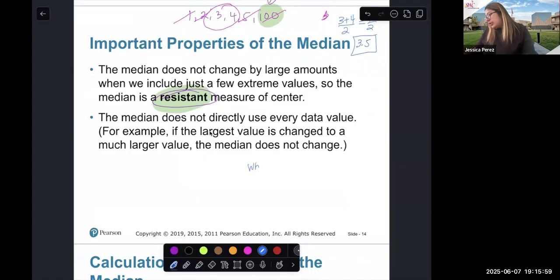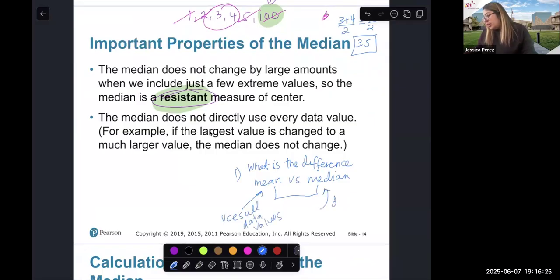So what's the difference? When we're looking at the mean versus the median, one of the differences that we talk about here in lecture is that the mean uses all the data values, whereas the median does not. It does not use all of the values. We're just focused on what's the middle number.